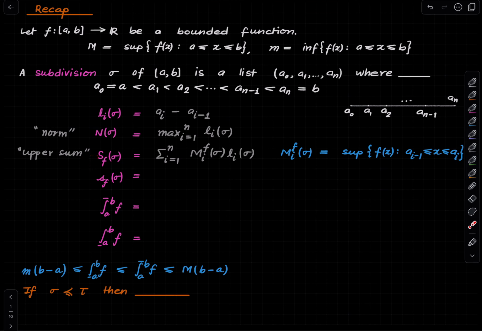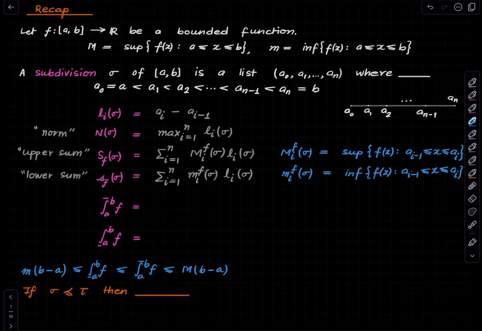Similarly, we have the lower sum. This is defined as this sum, where now little mi sigma is the infimum of all the values that the function takes in the ith part.